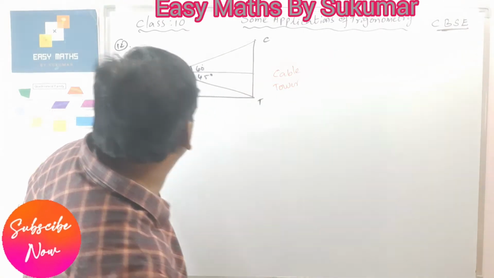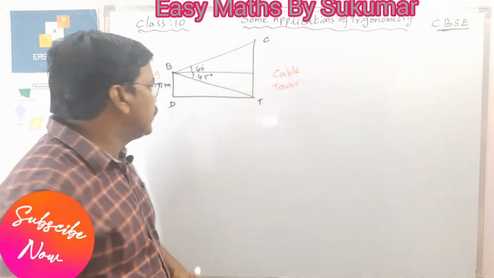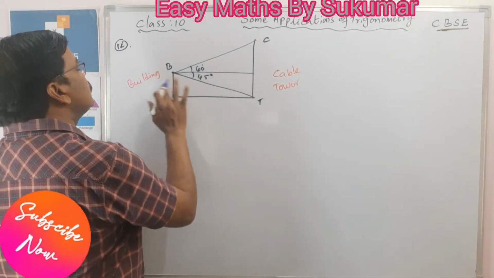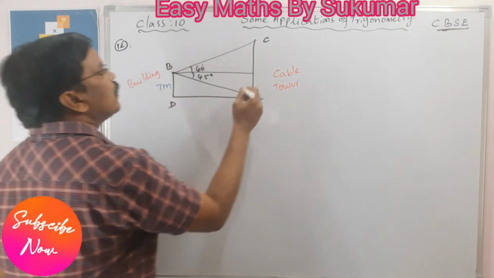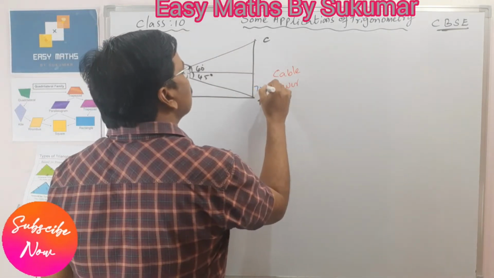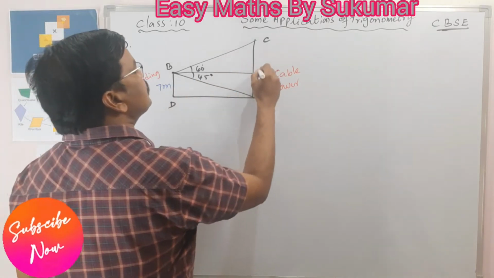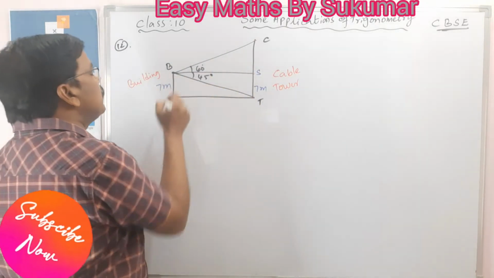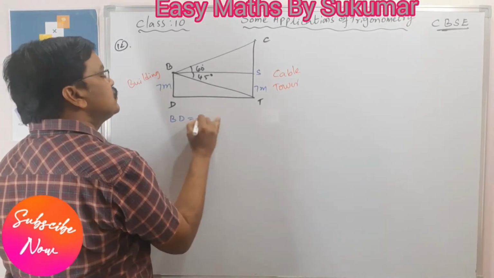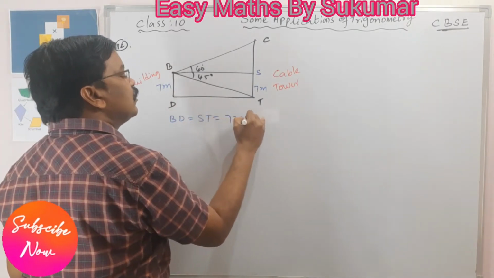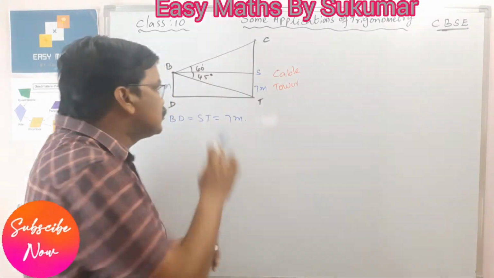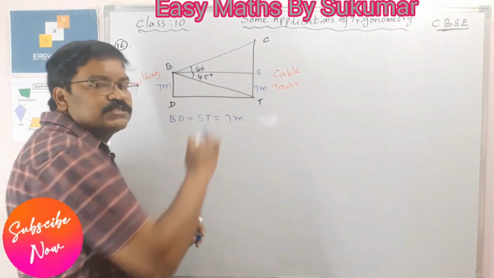See, actually the height of the building is given here. What is the height of the building? This is 7 meters and this is also 7 meters. Let this point be S. So this BD and this ST are equal. They are equal to 7 meters, since it is a rectangle, the opposite sides are equal.